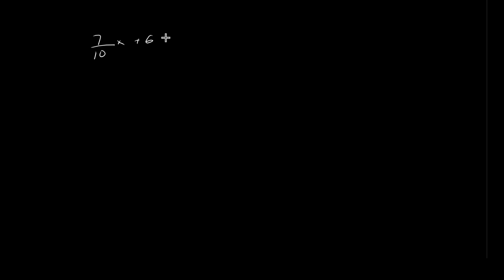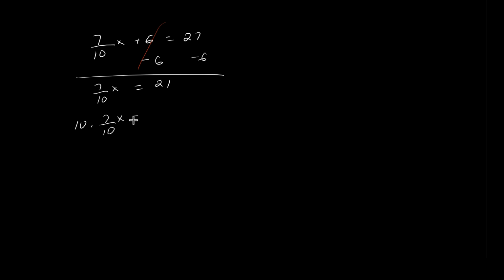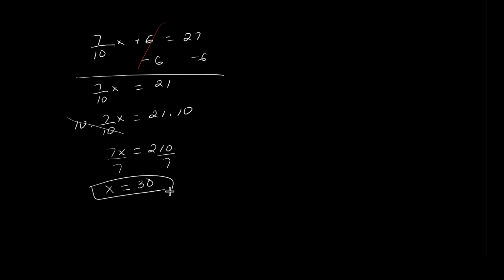Let's try another example. 7/10 x plus 6 equals 27. First, let's get rid of the 6. Subtract 6 from both sides. 7/10 x equals 21. Now multiply both sides by 10. The 10's cancel. 7x equals 210. Now divide both sides by 7. 210 divided by 7 is 30. Therefore, x equals 30.